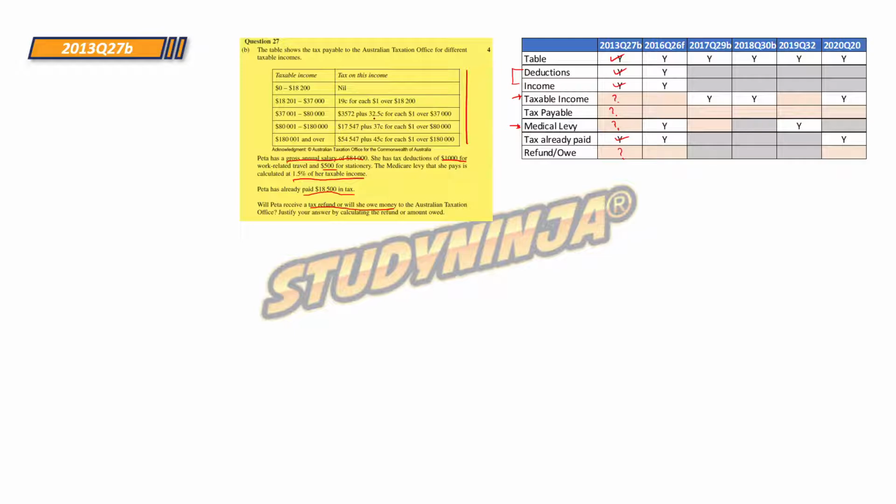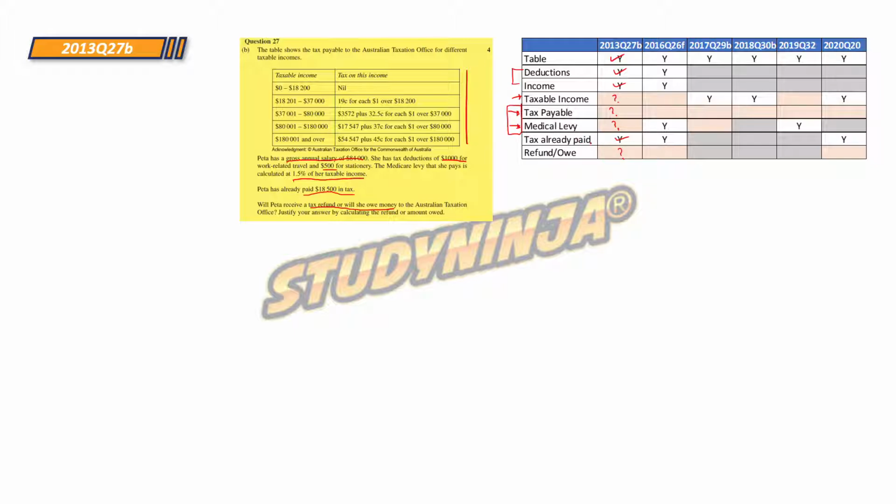And this is where you should really master your skills: how to work out the tax from a given table. So you'll work this out, you'll get the tax payable. Once you have these two numbers, the sum of these two is the total amount that she is supposed to pay.